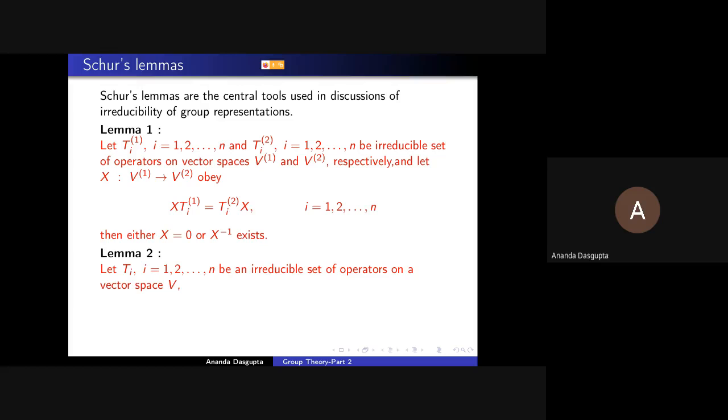In lemma 2, you have only one vector space V, and you have an irreducible set of operators, T1, T2, T3, ..., Tn, on that. And we have an operator now, a linear map from V to V, which actually commutes with all the Ti's. So here I have an X which commutes with all the Ti's, an operator which commutes with all the operators in an irreducible set of operators. Can anybody tell me an example of such an operator? An operator which commutes with all operators. Forget irreducible set.